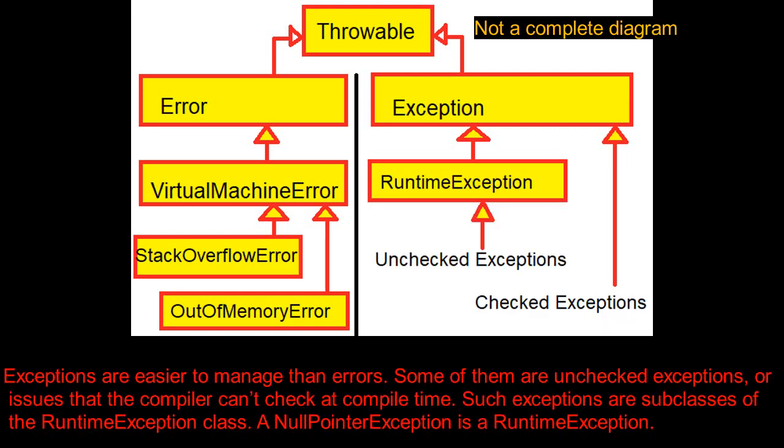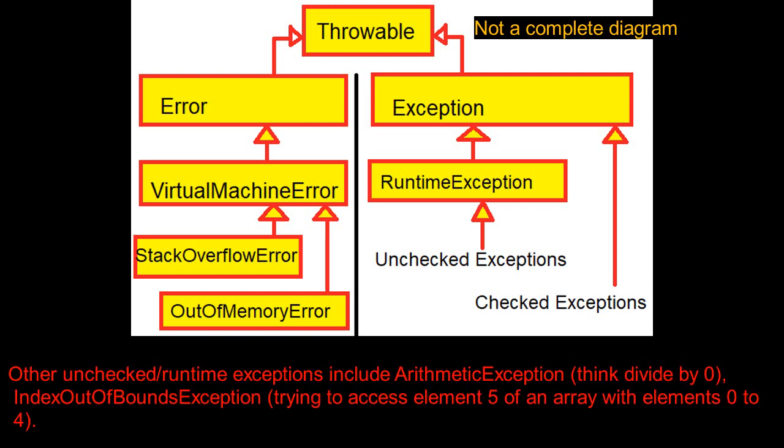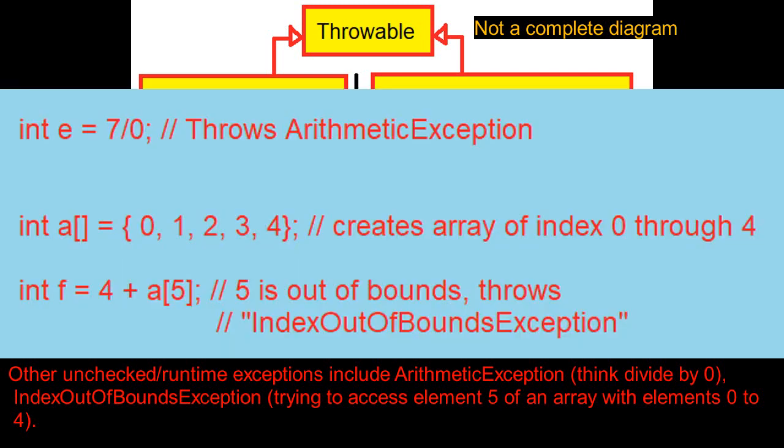Exceptions are easier to manage than errors. Some of them are unchecked exceptions, or issues that the compiler can't check at compile time. Such exceptions are subclasses of the RuntimeException class. A null pointer exception is a runtime exception. Other unchecked runtime exceptions include arithmetic exception, think divide by 0, and index out of bounds exception, such as trying to access element 5 of an array with elements 0 through 4.